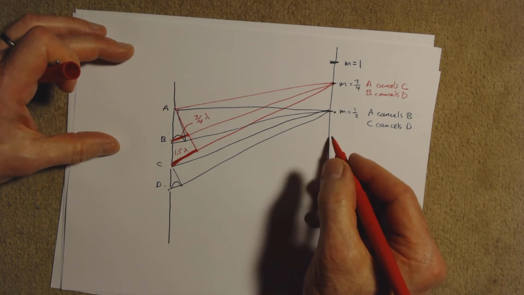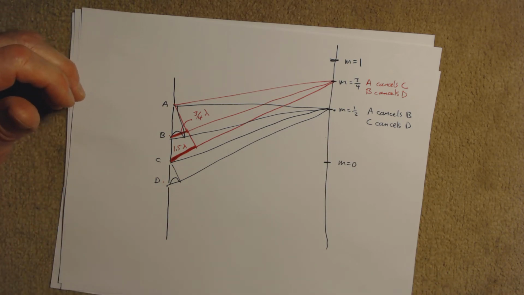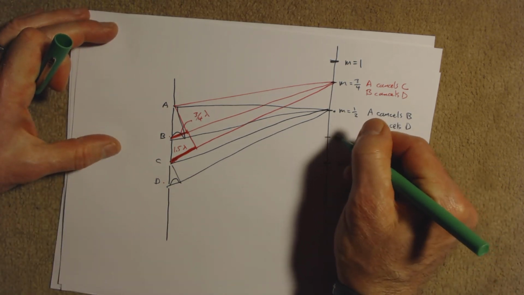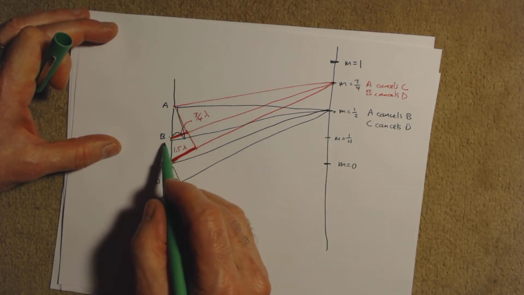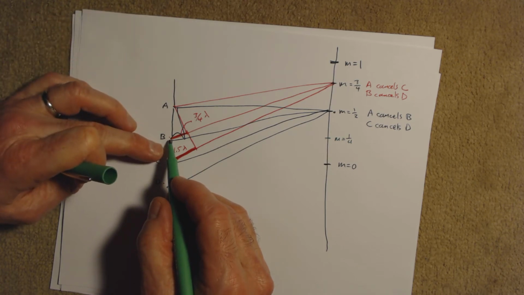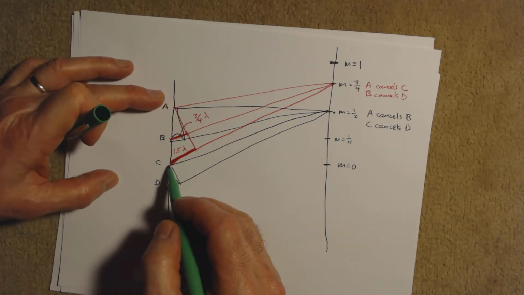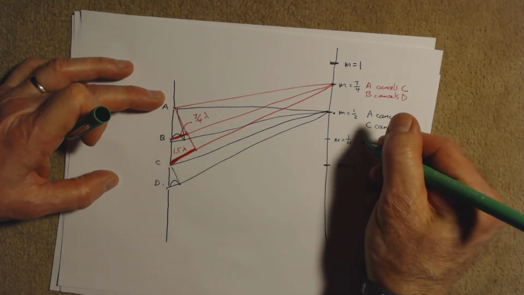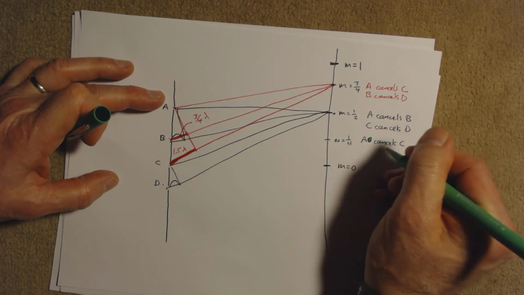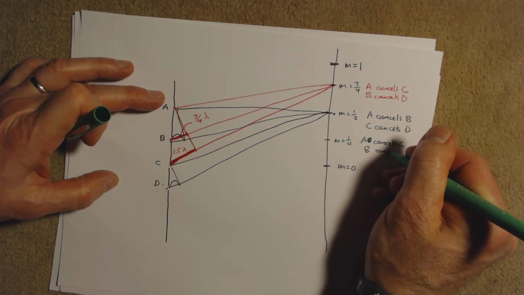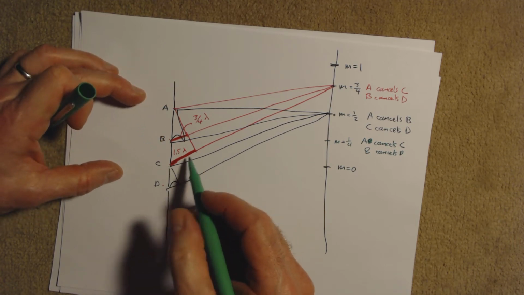I've not quite drawn things to scale again, but if we think about this point at m equals 1/4, that would mean a 1/4 wavelength difference between A and B. So I'm not sure what to make of that, but if it's a 1/4 wavelength difference between A and B, that means it's a 1/2 wavelength difference between A and C. So again, A is going to cancel C, and B is going to cancel D, because B and D would be separated by a 1/2 a wavelength.